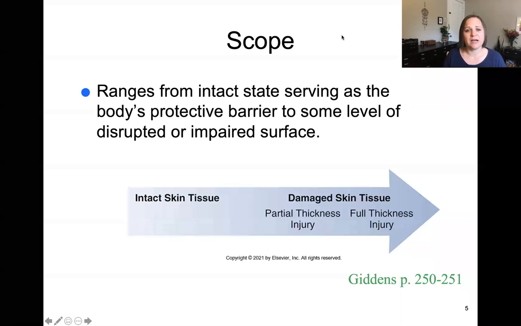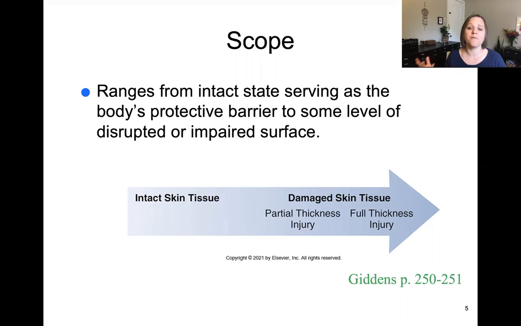Now, the scope of this concept ranges from intact skin, which is what we hope for, to damaged skin, either with a partial thickness injury or a full thickness injury. In other words, how far down does that tissue damage go in the body?